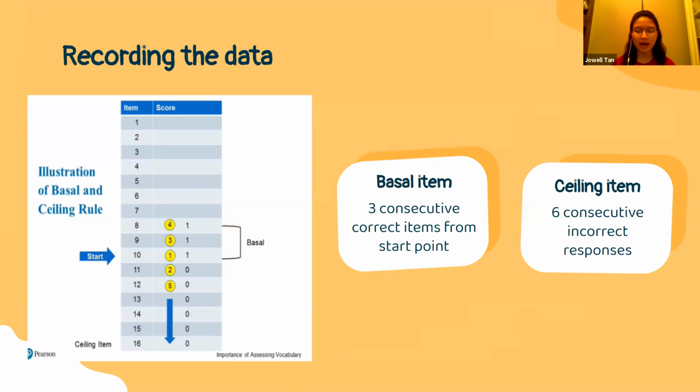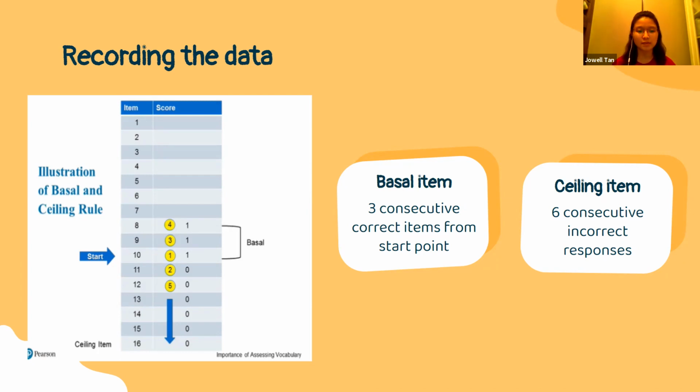Firstly, the basal item refers to the first 3 consecutive correct items the child achieved from the starting point. In this example, you can see that item 10 is the starting point. You can see the start arrow there. Although the examinee had answered number 10 correctly, item number 11 was answered incorrectly, and therefore the test had to proceed backwards to item number 9, until all 3 consecutive correct answers have been achieved. As you can see, the basal was achieved for items 8, 9, and 10.